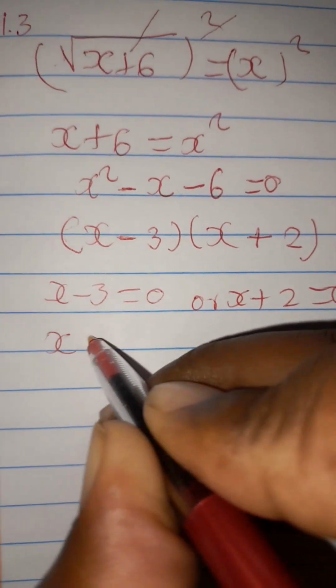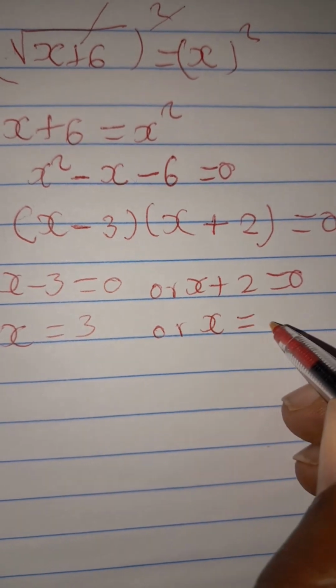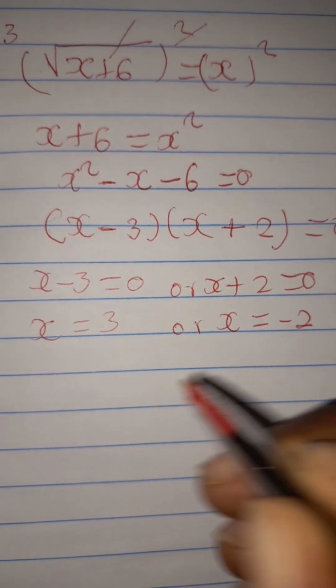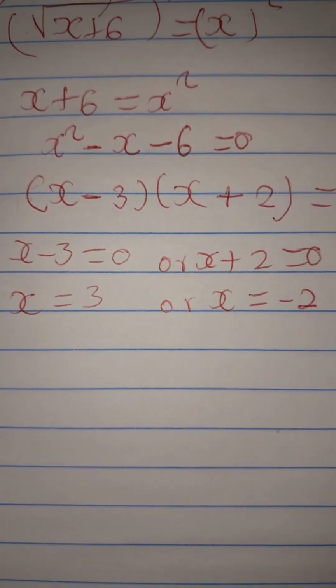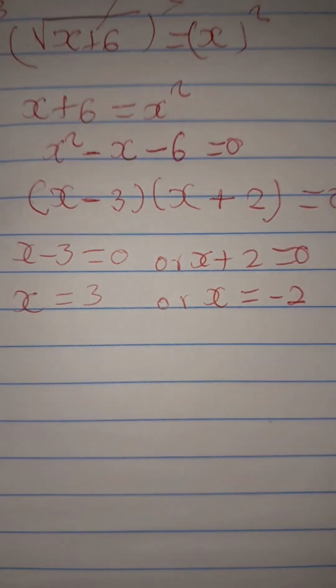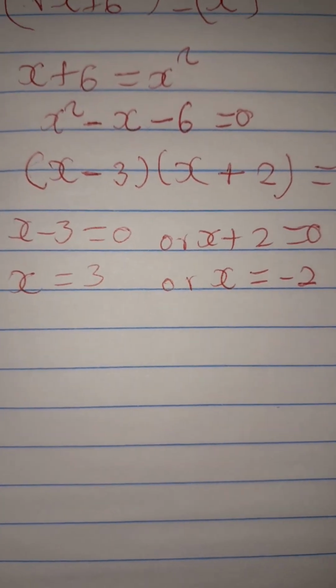So x, take negative to the other side, positive, and take positive 2 to the other side, negative 2. Then you're not done, guys. It's also important to check for your validation. Yes, check whether your solutions are valid.